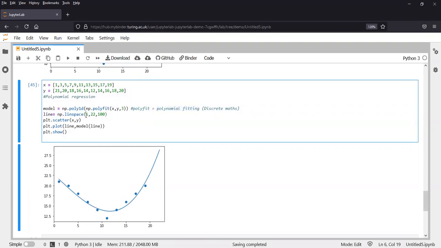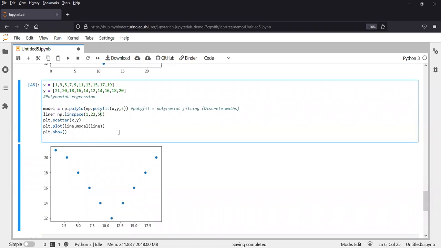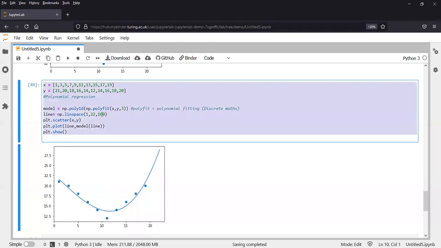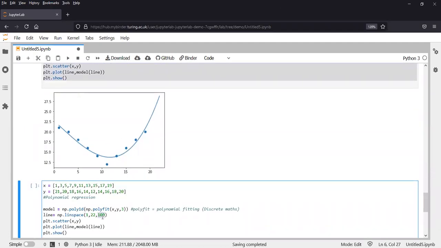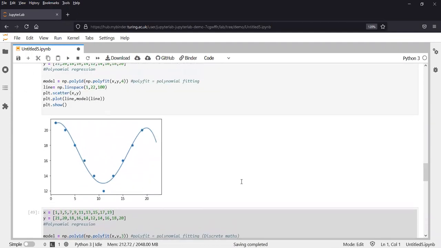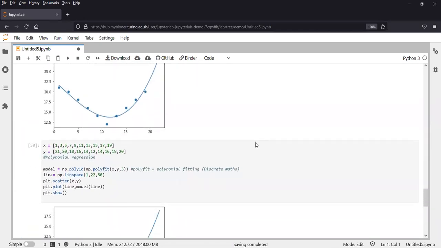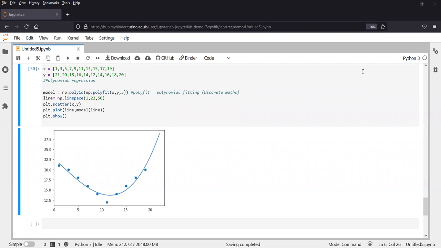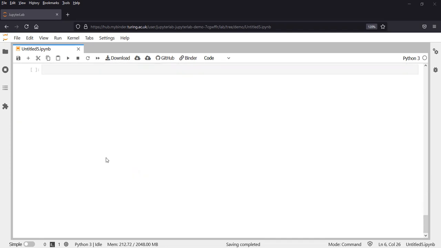And the next one, linspace. We start at 1, I mean this line starts at 1, and ends with 22. And 100 means you use 100 points here. I think there's no significant change here. It should be this distribution here.